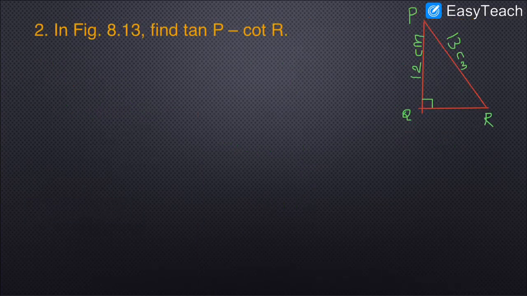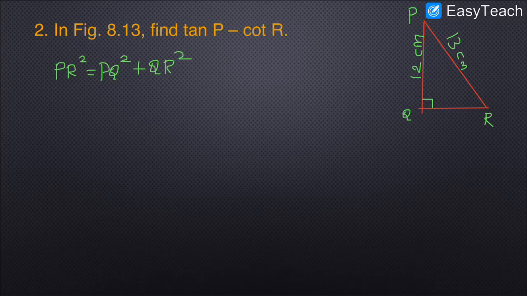Let me move on to the next question. The second question: in figure 8.13, find tan P minus cot R. Before solving this, what we have to do is find the unknown measurement QR using the Pythagoras theorem.